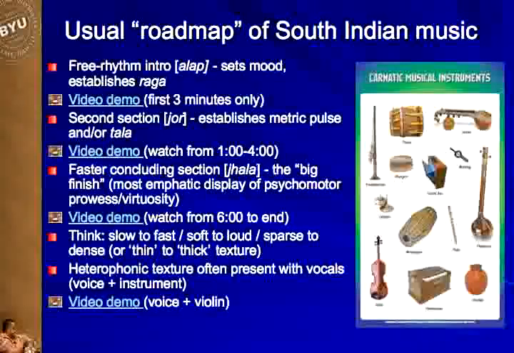Next, we're going to see the second typical section of South Indian traditional music, the Jor, which establishes the metric pulse, or the tala, rhythmic pattern. And we're going to watch from about 1 minute to 4 minutes, about 3 minutes total of this particular excerpt, to see how the mridangam drum is in at that point, establishing the rhythm pattern. And we also get to see a flute player and violinist playing with the possibilities of that scale and getting a little bit more intense as they proceed.